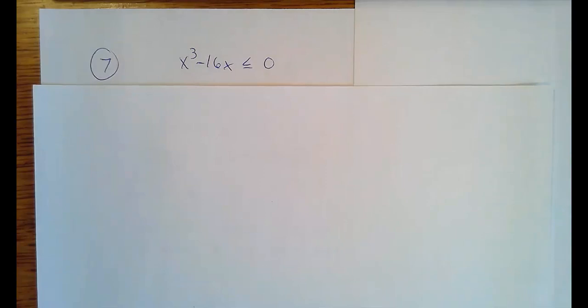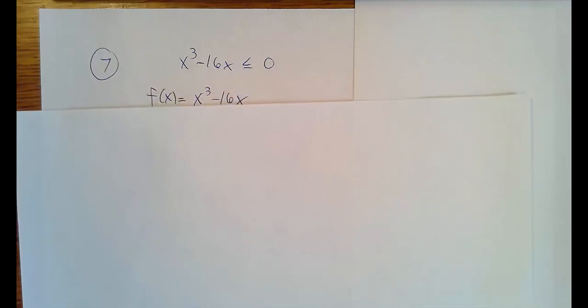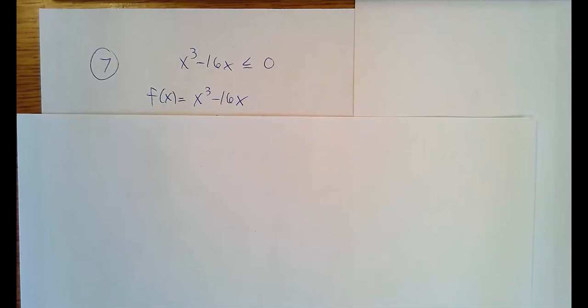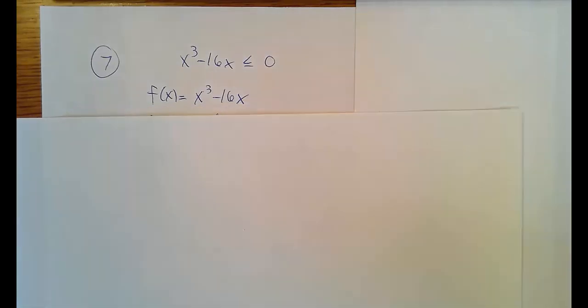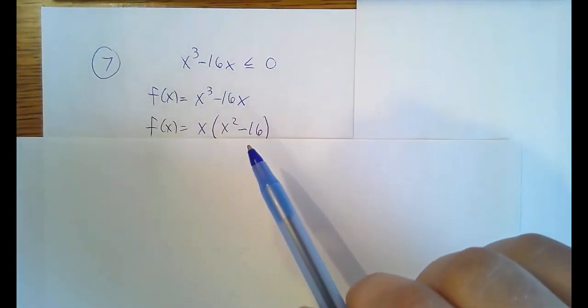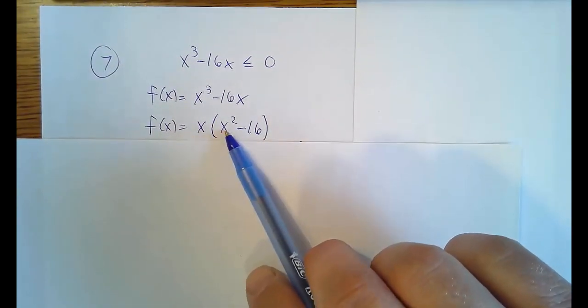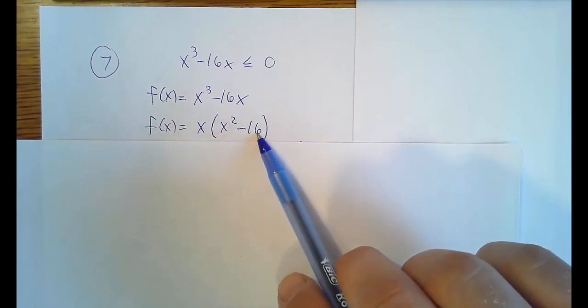All right, for number 7, we're trying to solve x cubed minus 16x is less than or equal to 0. So we set our function equal to this polynomial, x cubed minus 16x, and we're going to factor this polynomial to find the x-intercepts. So you notice that each term has a common factor of x. So my first step would be factoring out a greatest common factor of x. This would leave x squared from the first term and a minus 16 from the second term.